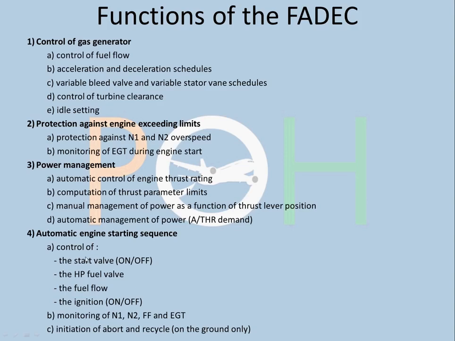This is the most important one: automatic engine start sequence. So it controls the start valve, high pressure fuel valve, the fuel flow, the ignition itself. It controls all of this. It monitors N1, N2, fuel flow, EGT, and initiation of abort and recycle on the ground only. Very important. On the ground, it has the authority to abort and recycle a start which is not up to expectations. If you have a high EGT or an overspeed condition, it will shut down and recycle again.